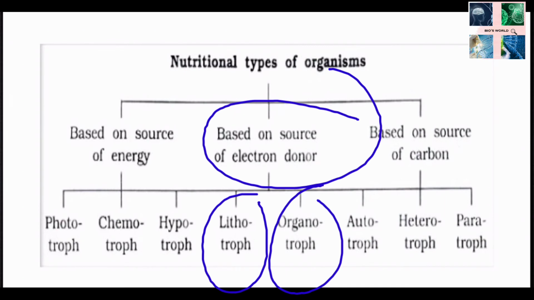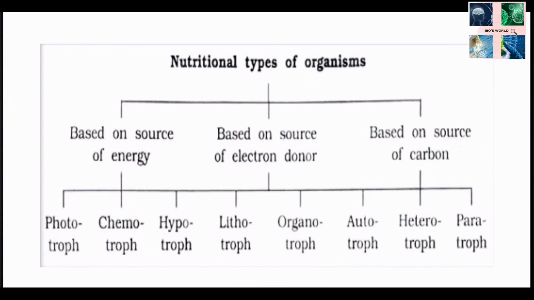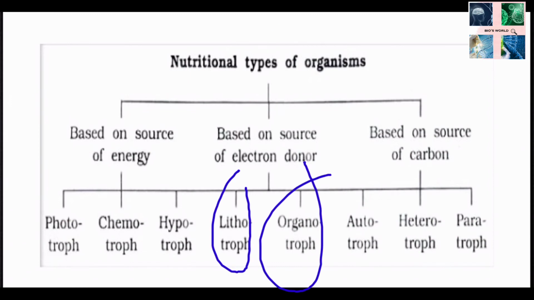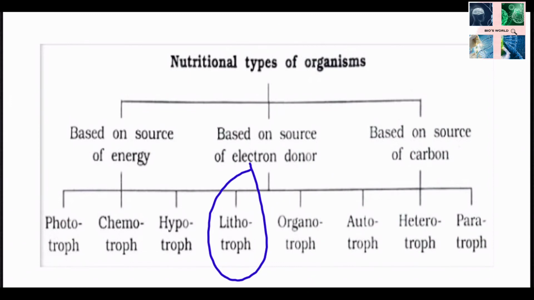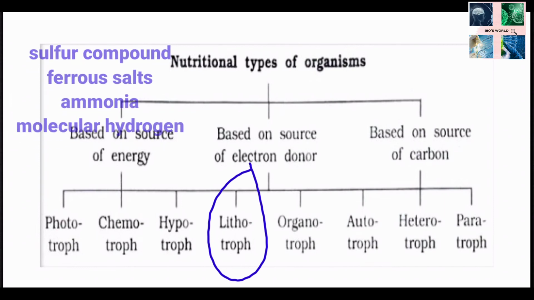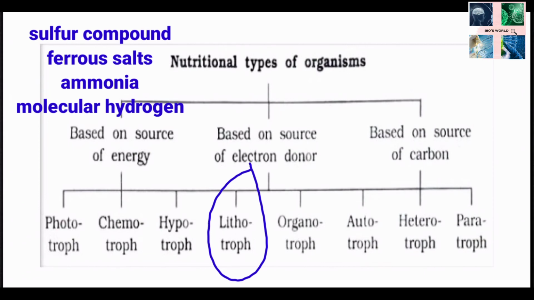Next, classification on the basis of source of electron donor. On the basis of the type of electron donor utilized, bacteria can be classified into two categories, that is, lithotrophs and organotrophs. Lithotrophs are those bacteria which can utilize inorganic substances as an electron donor. They oxidize selective inorganic substances and can generate necessary reducing power required for biosynthesis. Inorganic substances used as electron donors by organisms include sulfur compounds, ferrous salt, ammonia, ammonium and molecular hydrogen.